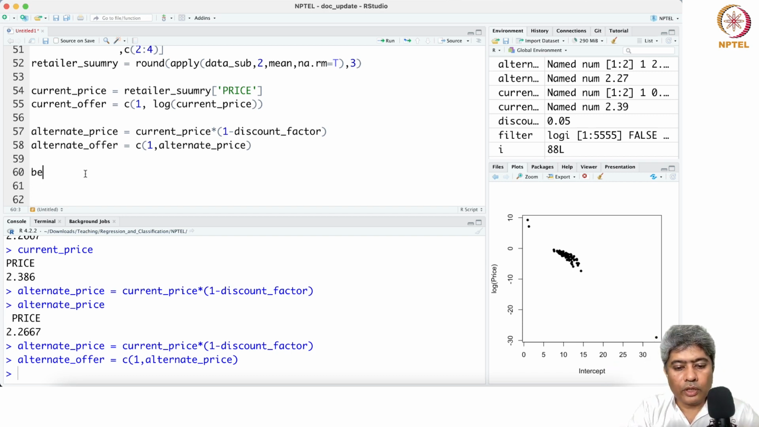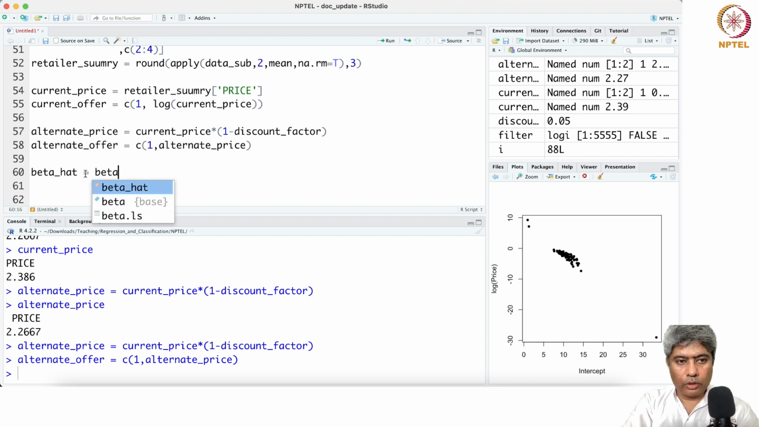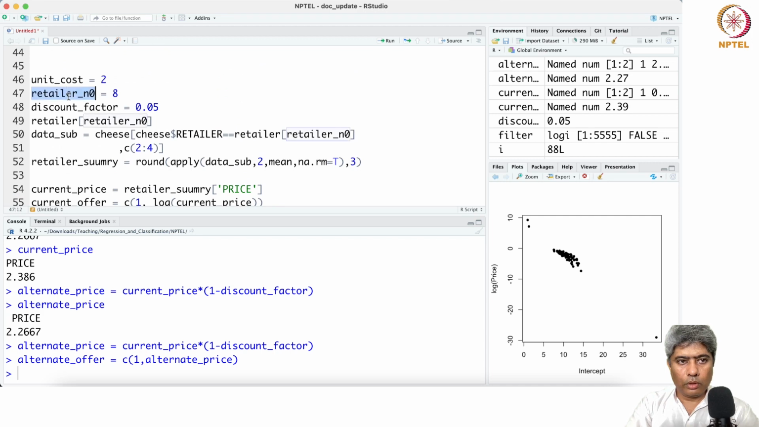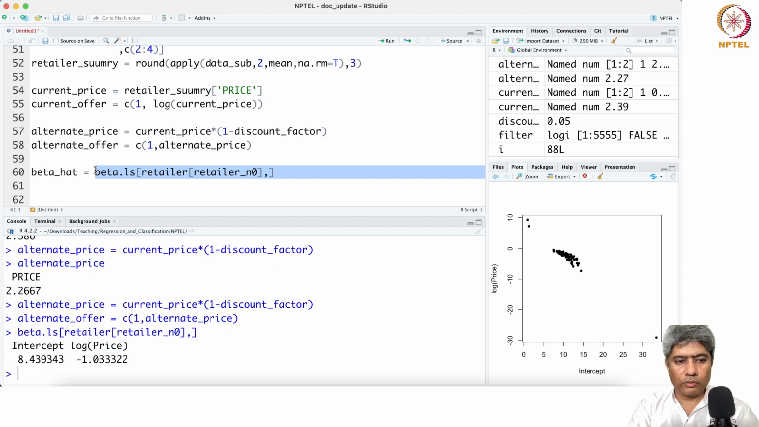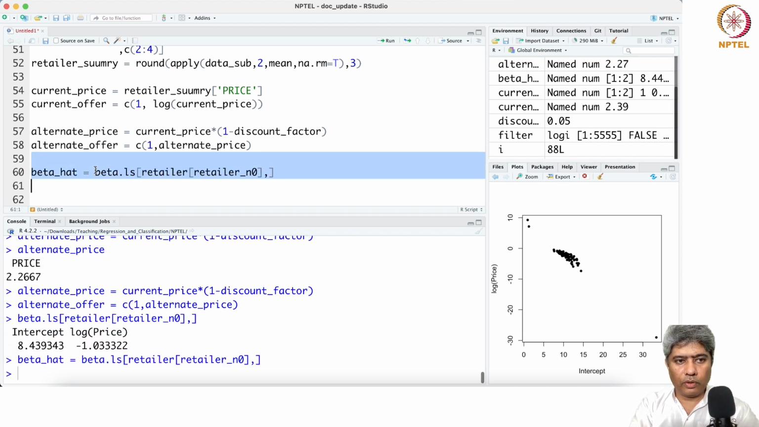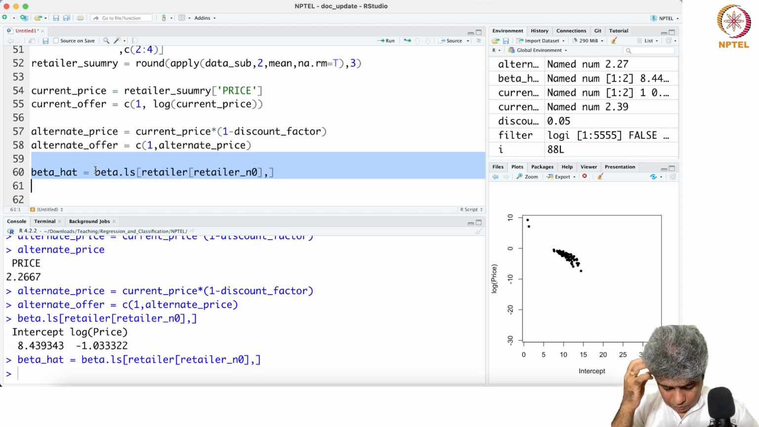So the first thing now I have to do is beta hat equal to beta dot ls, retailer equal to retailer number. So if I just take, so this is my coefficient for this particular retailer. Okay.